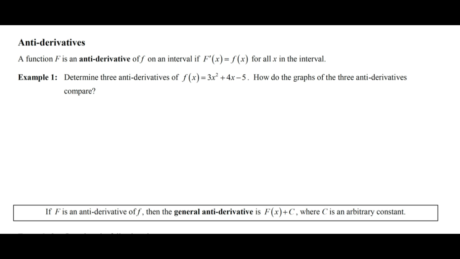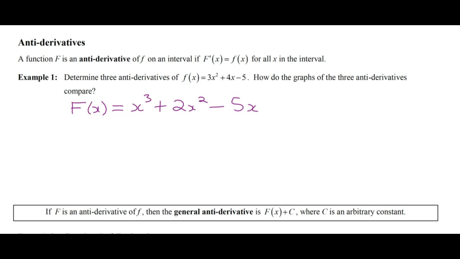So let's just do one. What will be the first? We'll say F of x could be, well, we made life easy, because it's just 3x squared, so x cubed, plus 2x squared, the derivative of x squared. There are strategies and tactics we use to figure these out, and the easiest one is when there's powers. Okay, plus 2x squared minus 5x. Okay, but what's another one?